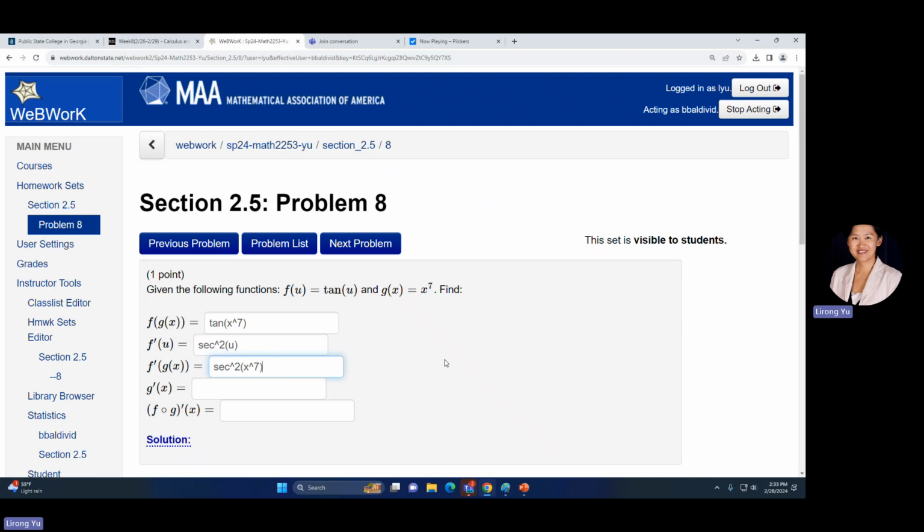You find the derivative of x to the 7th, which is? Is it 7x to the 6? Yes. So this one you will just write in 7x to the power 6.